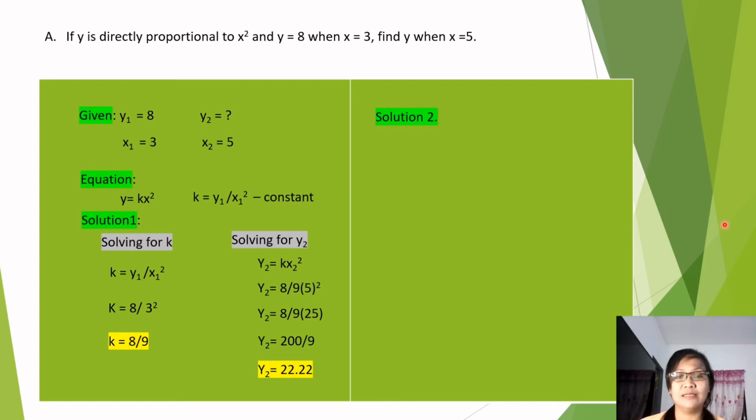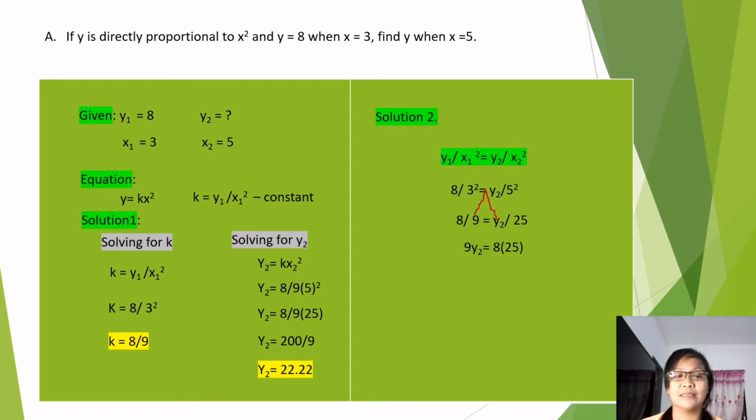Next solution, gamitin natin ang ratio and proportion. So we have y sub 1 over x sub 1 squared is equal to y sub 2 over x sub 2 squared. So ano nga ba ang y sub 1? 8. And then x sub 1, 3. And then of course squared is equal to y sub 2 all over ang x sub 2 is 5 and then squared. Simplify muna natin sila. So 8 over 3 squared is 9 is equal to y sub 2 over 5 squared is 25.